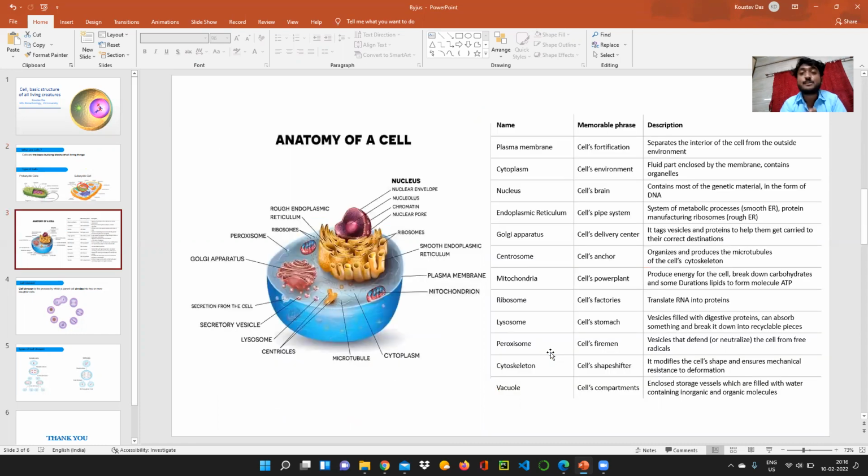So here is the anatomy of the cell, where we will learn about the parts of cells. Here we can see the picture. Essentially, cells are made up of two things. We can separate cells into two parts. One is the outer layer of the cell, which is known as the plasma membrane, and the rest of the part except the plasma membrane is known as the protoplasm.